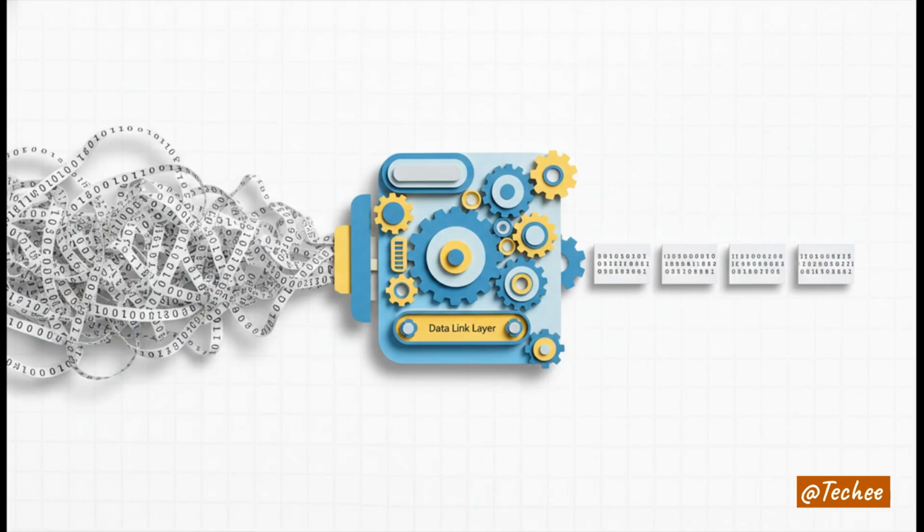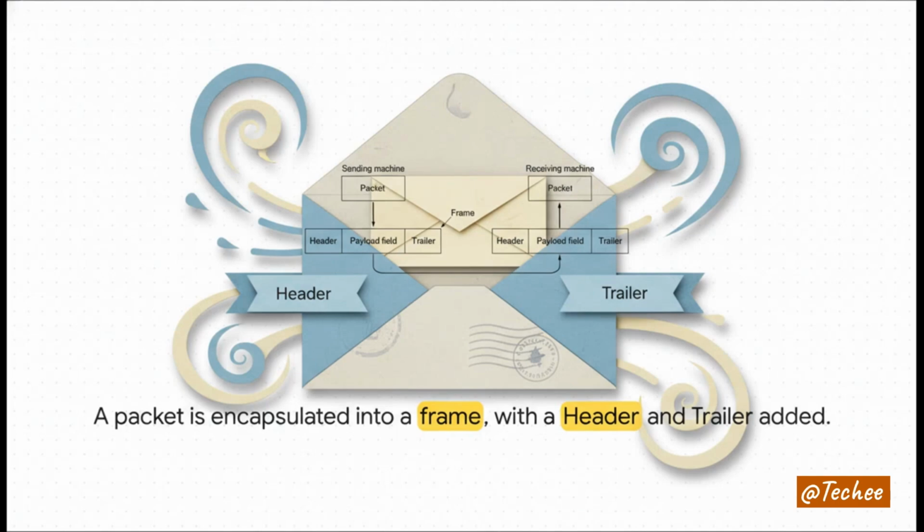So how does it create all this order? It does it through a process called framing. And this is, without a doubt, its most important job. The data link layer grabs that endless river of bits and chops it up into nice, neat, manageable chunks that we call frames. It's just like taking that giant string of letters and finally organizing it into proper sentences that we can actually read.